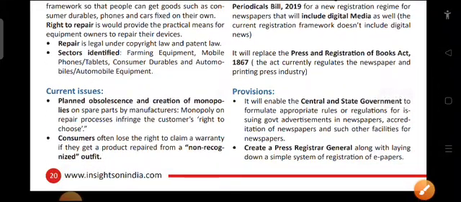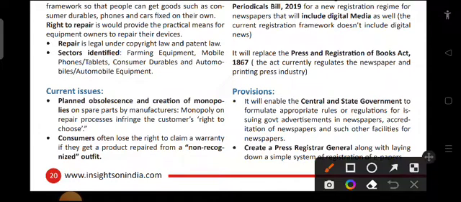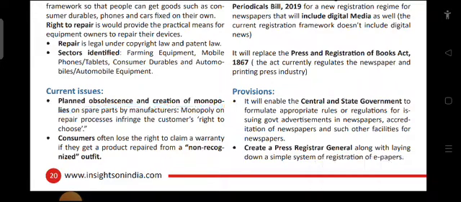Now, what's the current issue? Planned obsolescence and creation of monopolies on spare parts by manufacturers. Monopoly on the repair process infringes the consumer's right to choose. So, planned obsolescence and creation of monopoly. Monopoly is being created on the spare part manufacturer, and this is a big issue. Since there is monopoly, people lose their right to choose.